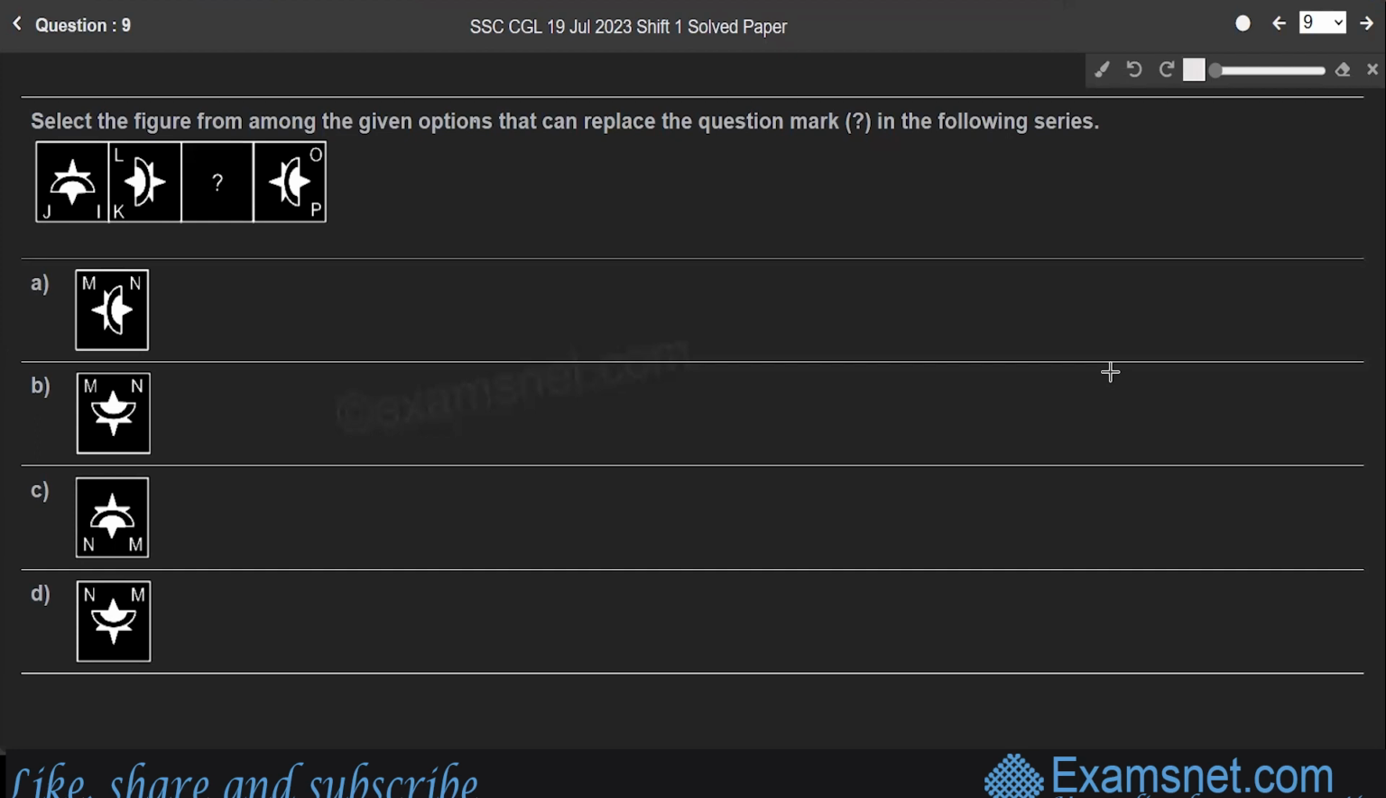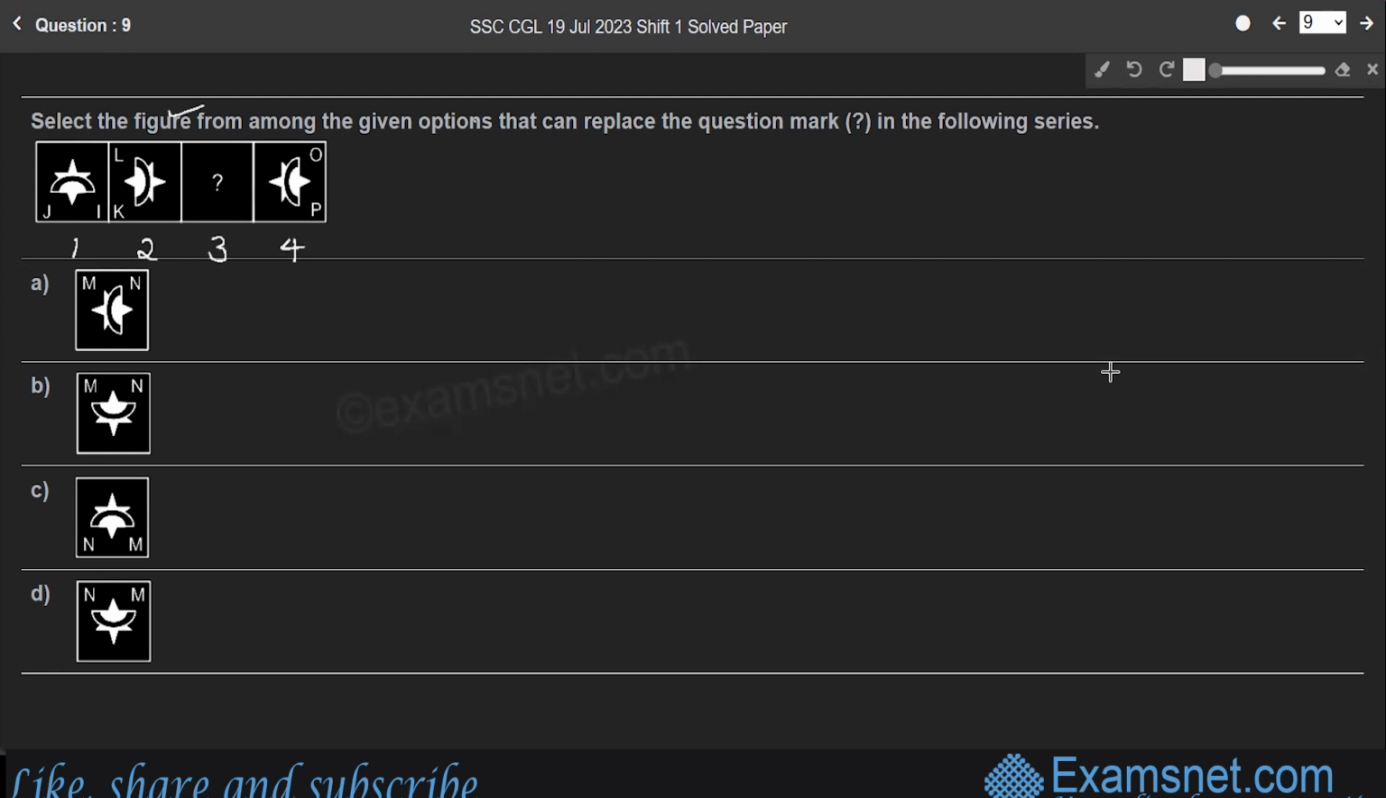Question 9. Select the figure from among the given options that can replace the question mark in the following series. So here is the series which has 3 figures. So first, second and fourth figures have been given. So we need to find the third one. Depending upon first two, we need to find third one, right?